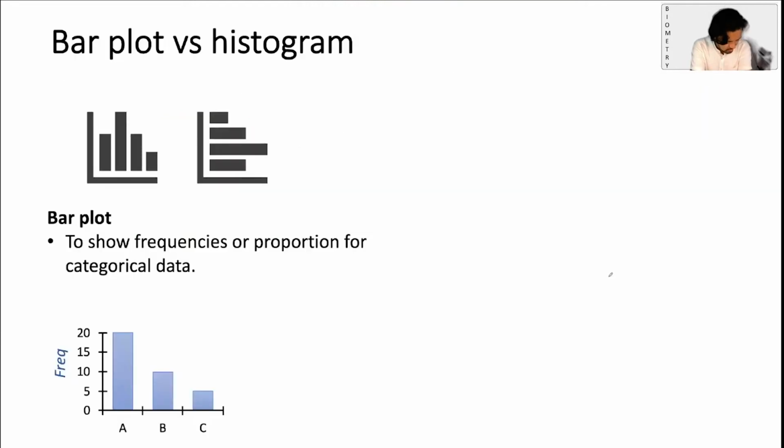The bar plot is quite easy. It's basically showing the frequencies or proportion for any categorical data. For example, in this instance, we have three categories, category A, category B, and C, and the frequencies. Okay, so whether it occurred 20 times in A, or 10 times, or 5 times in C. You could present your graph either vertically or horizontally.